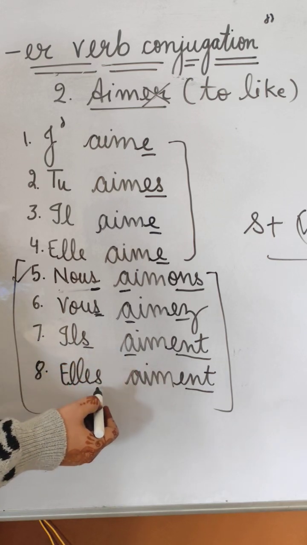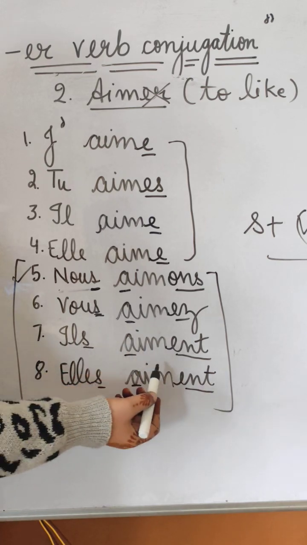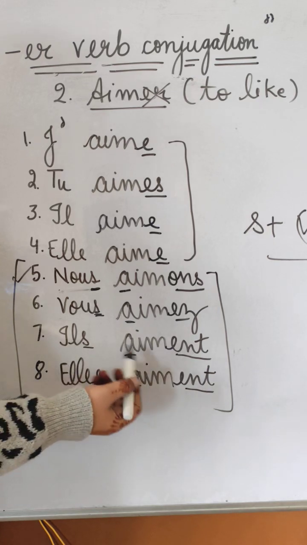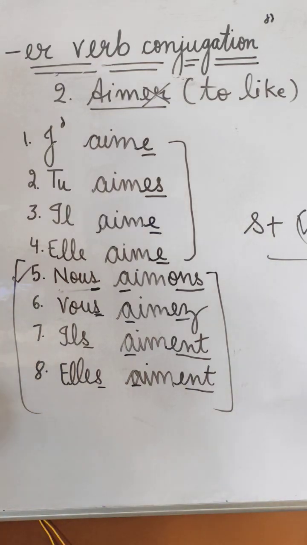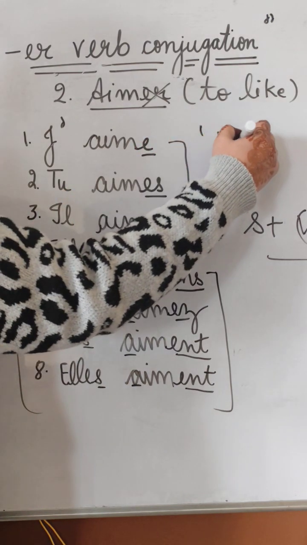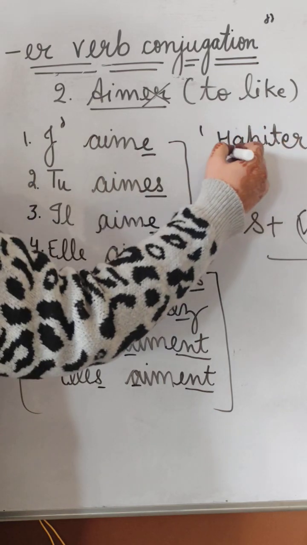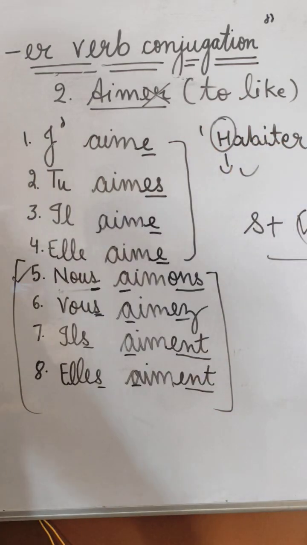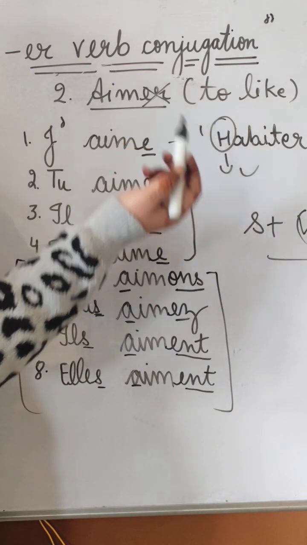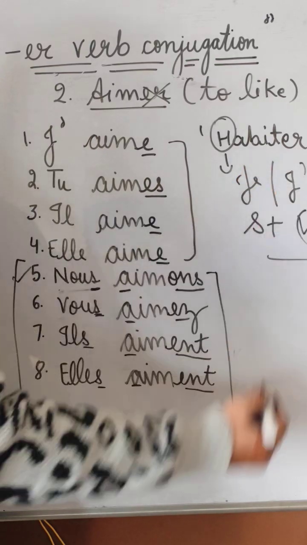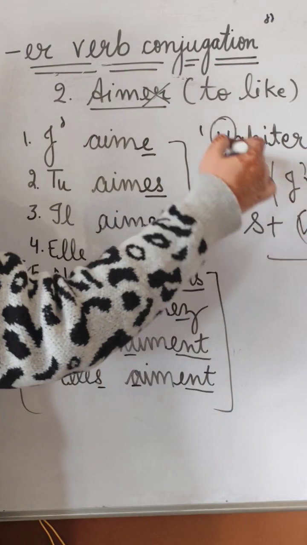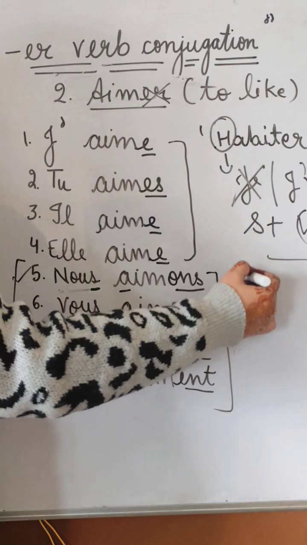Now, ils zaiment and elles zaiment. Separately it is ils aiment, elles aiment. But together it is ils zaiment and elles zaiment. I hope ER verbs are clear to each and everyone. You can try other verbs like habiter. Now habiter. Tell me one thing. Habiter starts with h. So h is considered a vowel here in French. So the same rule applies. Which will you put with it? Tell me. This one, je or j apostrophe? Yes, j apostrophe. Why? Because h is considered as a vowel.